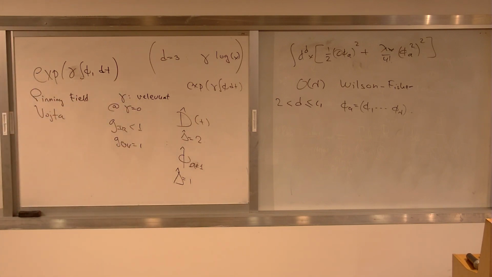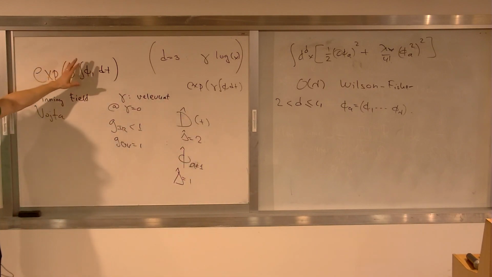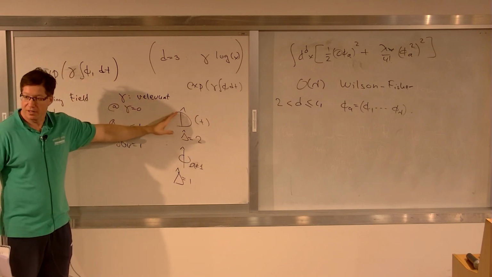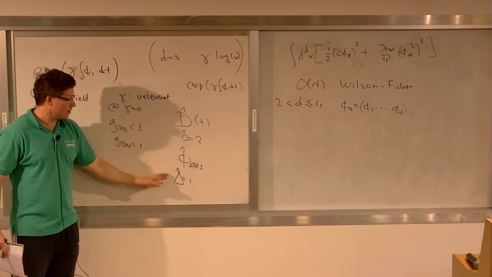Protected, you mean that UV and IR are the same? No, protected in the sense that at the infrared fixed point, nothing is known about their RG flow away from the epsilon expansion. But at the infrared fixed point, you're guaranteed to have a dimension 2 displacement operator and dimension 1 tilt operators.